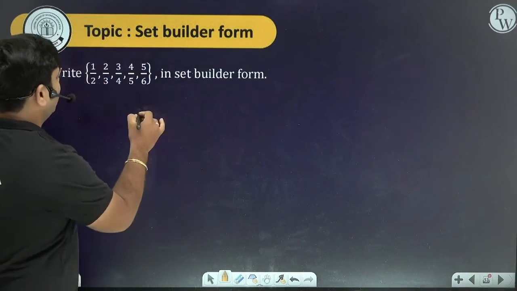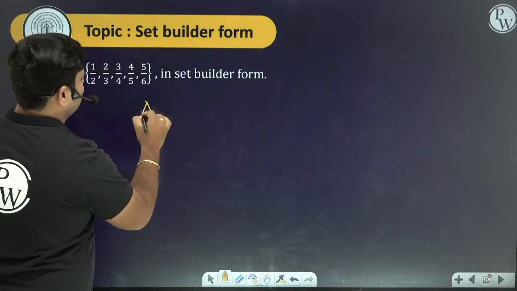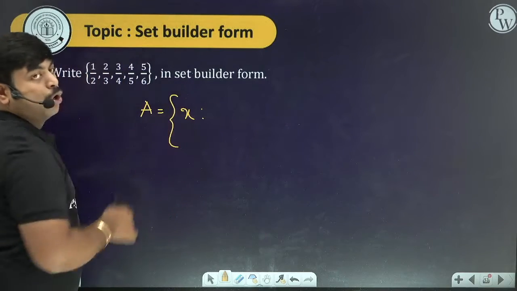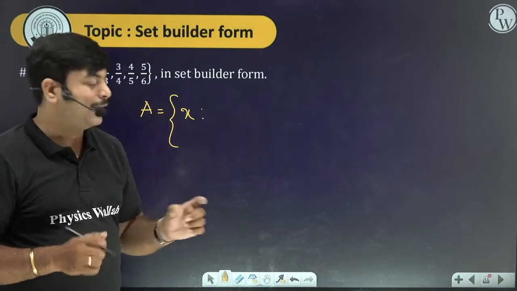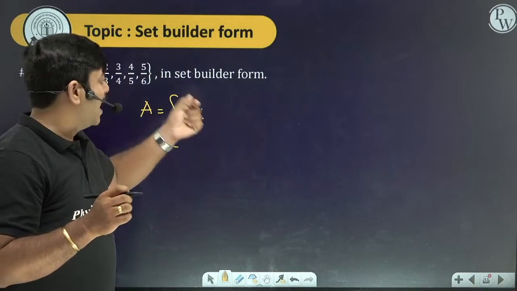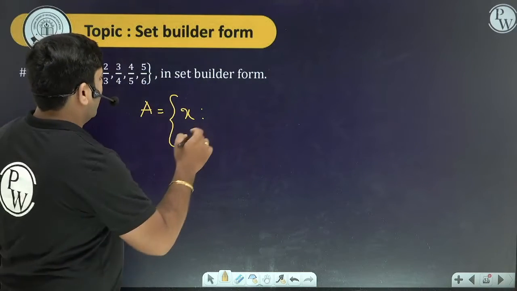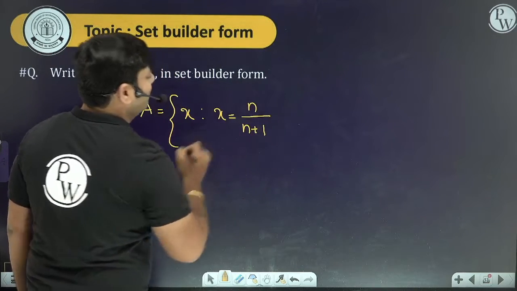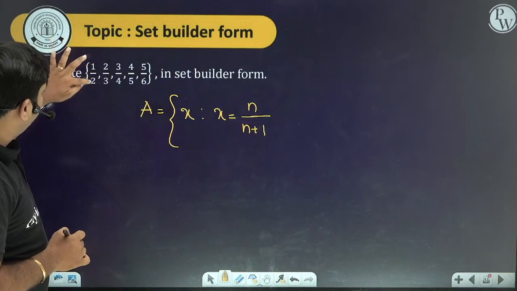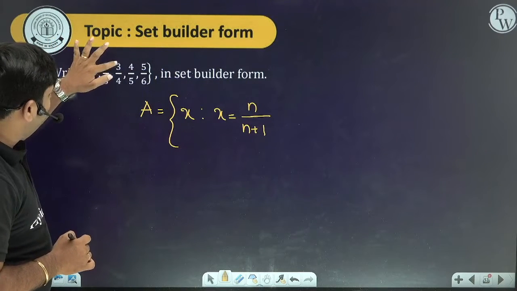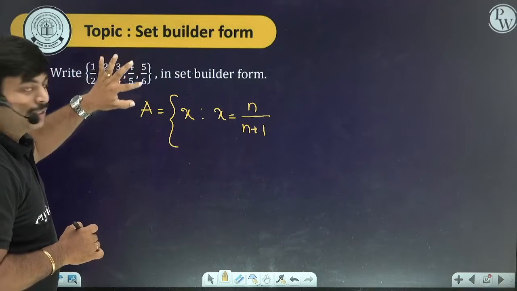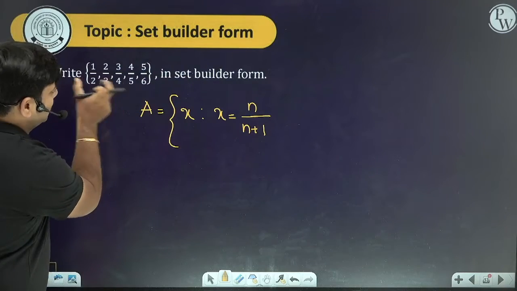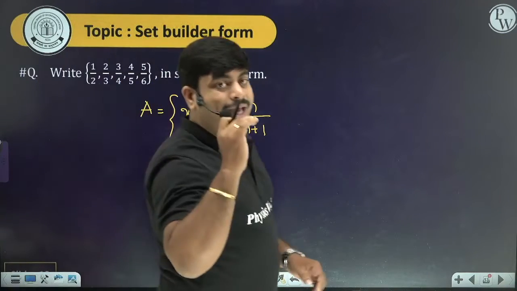So I'll write A is equal to, in set builder form, all the elements x such that x is equal to n by n plus 1. Why am I writing like this? 1 by 1 plus 1 is 2, 2 plus 1 is 3, 3 plus 1 is 4, 4 plus 1 is 5, 5 plus 1 is 6. n plus 1 is n plus 1. So that is the basic format this is following. So n by n plus 1.